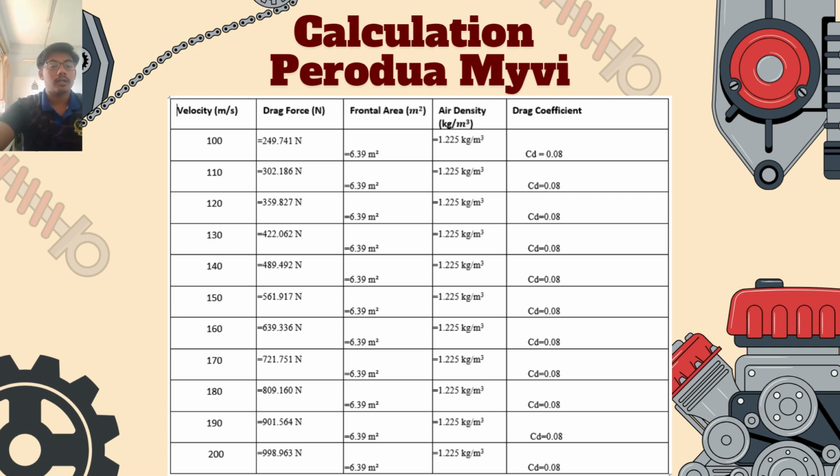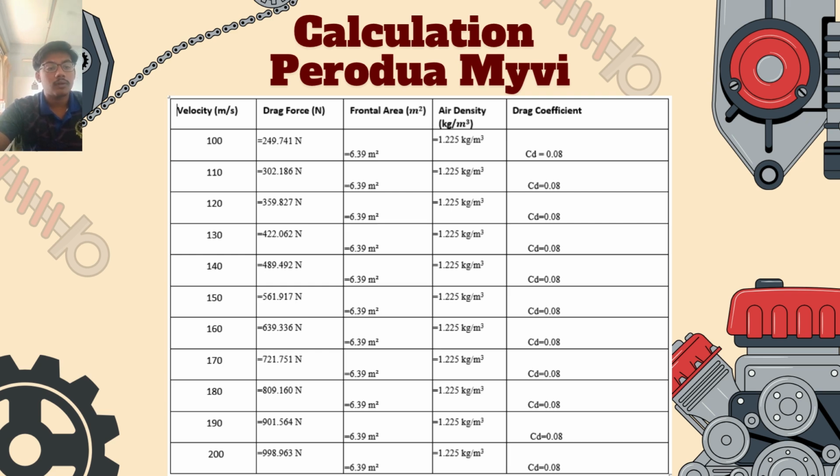At velocity 100 we got drag force 249.741 Newton. For frontal area we got 6.39 m², for air density 1.225 kg/m³, and drag coefficient 0.08. Let's see velocity 110. We got drag force 302.186 Newton. Frontal area is 6.39 m², air density is 1.225 kg/m³, and drag coefficient is 0.08.